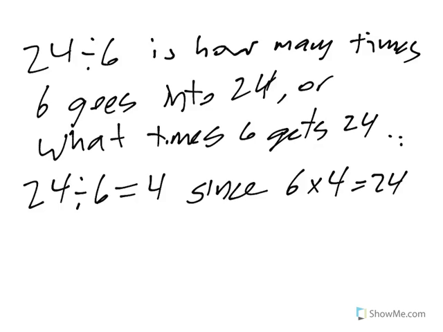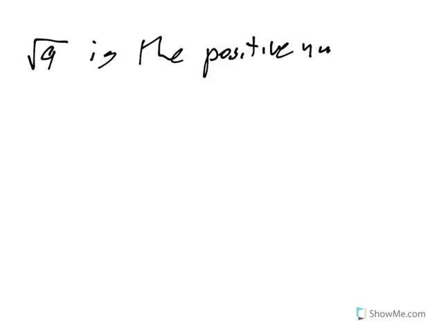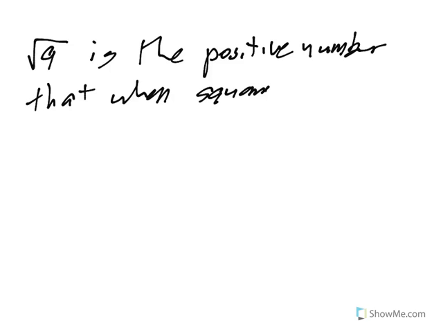And so let's keep going, and then we're getting closer to where we are in our class. So when I look at the square root of 9, when you first go, okay, what the heck is that little radical symbol? What does that mean? And this is the positive number that when squared, that's why it's called the square root, gets 9.